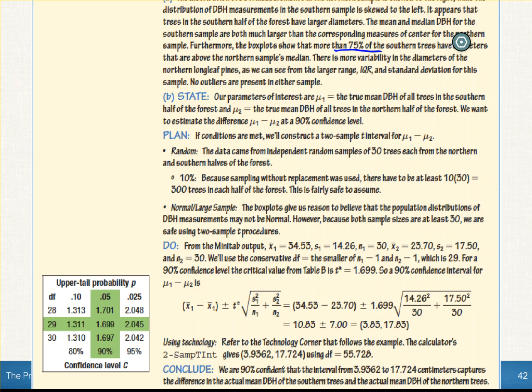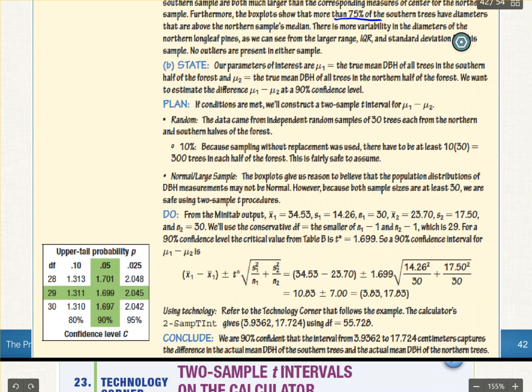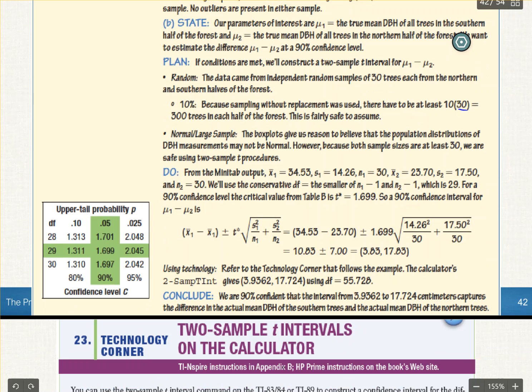All right, so it's random. We're good with that. 10%: since there are 30 in each sample, you can safely assume that there are more than 300 trees in each half of the forest. It wouldn't be much of a forest if it had fewer than 600 trees in total.